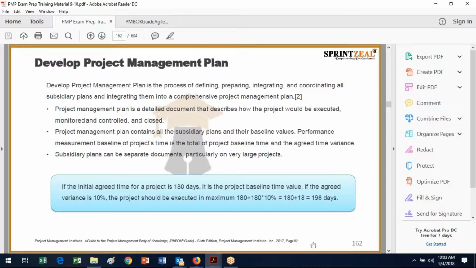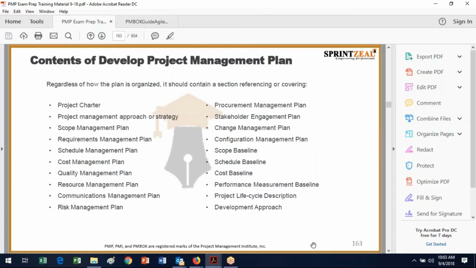So if the initial agreed time for a project is 180 days or half a year, then it's the project baseline time value. So if the variance is 10%, that means, and usually the variance is always to the bad, that it's going to take longer, that it could be 198 days. So, because the reality is we hardly ever get done under budget and ahead of schedule. Okay, so what are the contents of the project management plan?